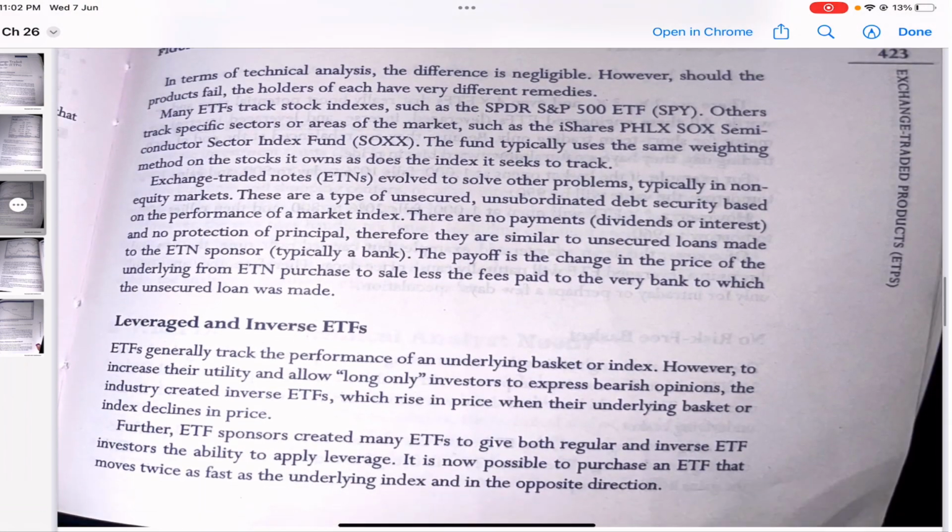Okay. In terms of technical analysis, the difference is negligible. However, should the products fail, the holders of each have various different remedies. So many ETFs track stock indexes. So they've given you some examples of ETFs, the way I just showed you: Nippon Nifty Index, Nifty Bees, Bank Nifty Bees. So those are basically ETFs. Now what are ETNs? ETNs basically track the government bonds instead of the stocks. Okay.